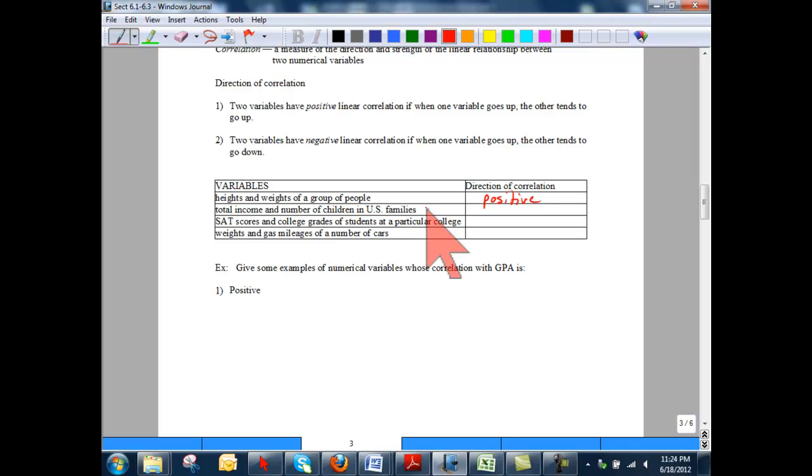And you have to know something about sociology and family structure in America. It turns out that the correlation is negative. Wealthier families tend to have fewer children than families that are not as wealthy. And actually this holds on a worldwide basis as well.